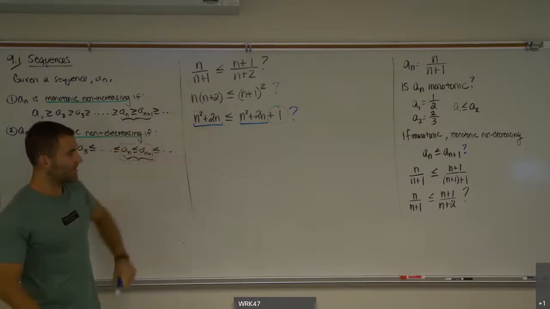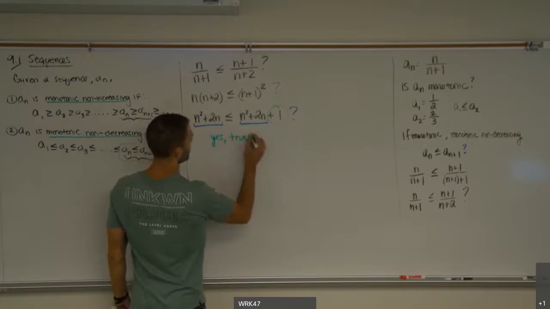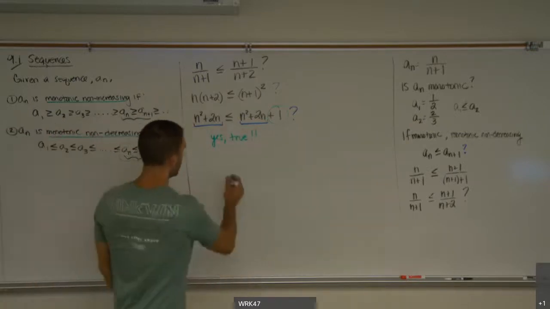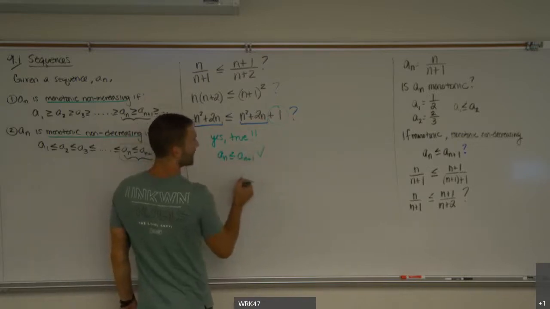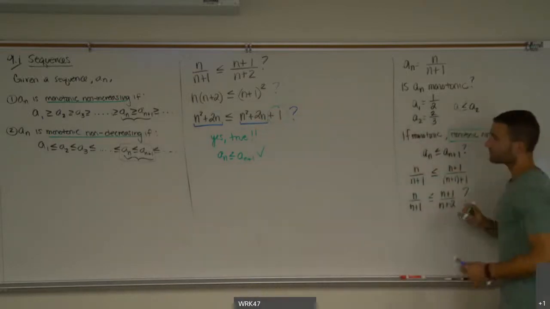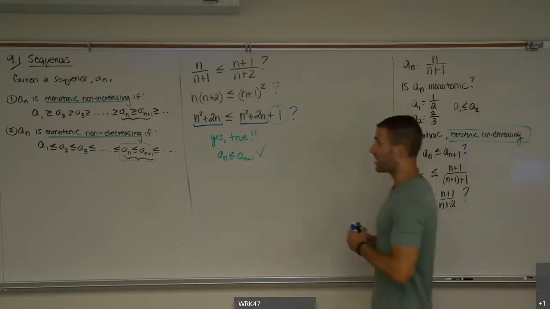And so is this statement true? Yes, this is true. We are happy, and we have shown in general that a sub n is indeed less than or equal to a sub n plus 1. And so we are monotonic, non-decreasing. It is monotonic. This is one way in which we can show something is monotonic in general.